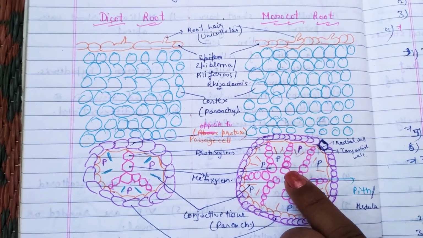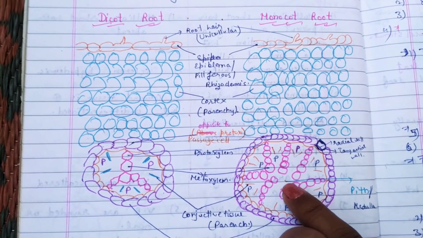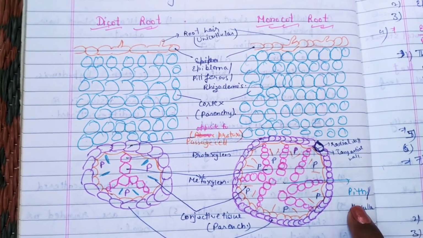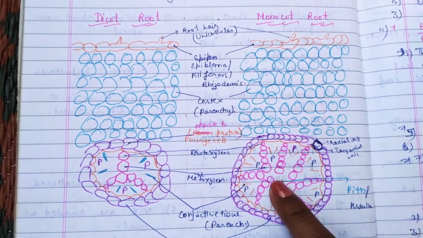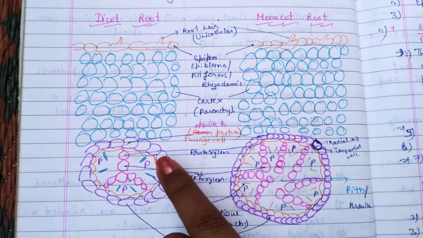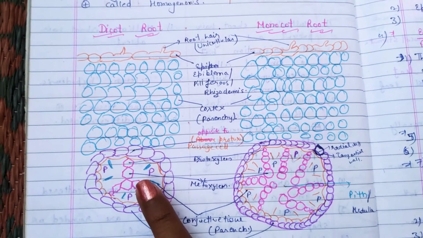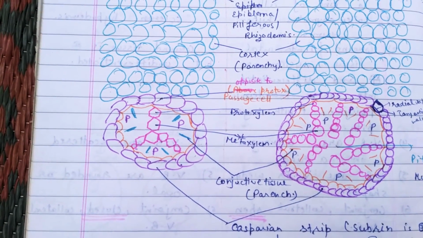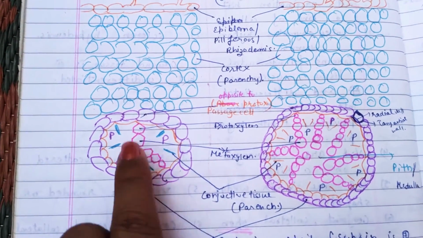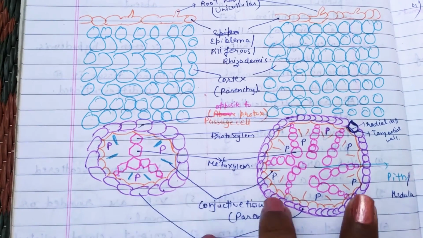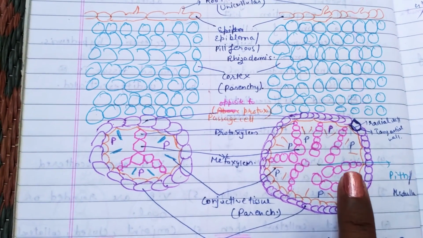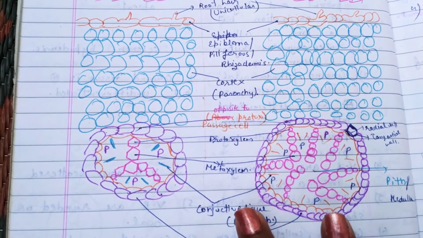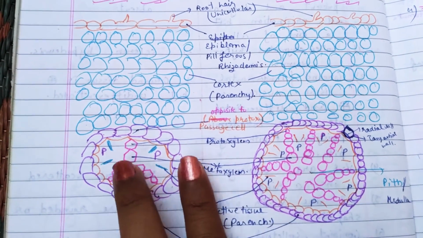In the monocot root there is a well-defined pith present inside the vascular bundle. The pith, or medulla, is present in the central part of the monocot root, but in the dicot root there is no pith. So between the monocot root and dicot root there is a major difference in the pith. In the monocot root pith is present, but in the dicot root pith is not present. All other things are the same as in the dicot root.